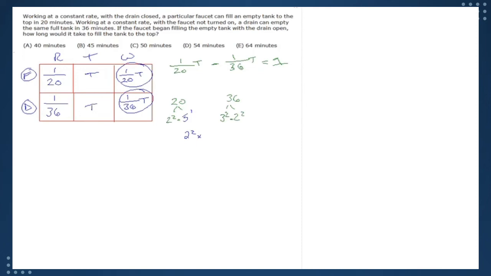We're going to take 2 to the 2, 3 to the 2, and 5 to the 1 here. And that's super important because this is what the LCD or LCM would be. And you see we end up getting 180. So now we have the opportunity to multiply through. So we have 9t minus 5t equals 180. 4t equals 180. And finally, t equals 45 minutes.